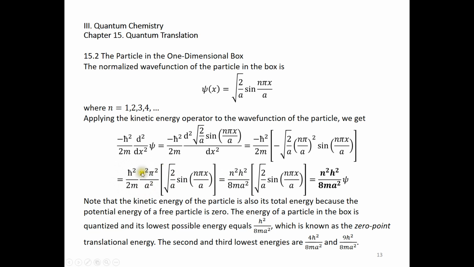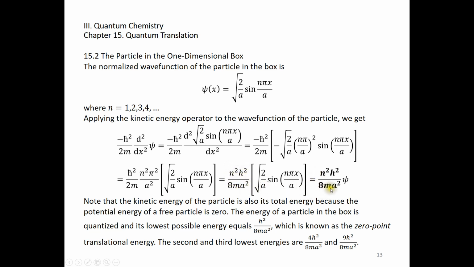Sounds complicated, but h bar is simply h over 2 pi. So h bar times pi is just h over 2. Over here, h bar squared times pi squared is simply h squared over 4. And therefore, we can clean it up. We get this as the kinetic energy: n squared h squared over 8ma squared.